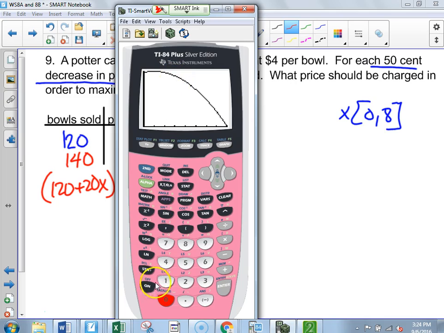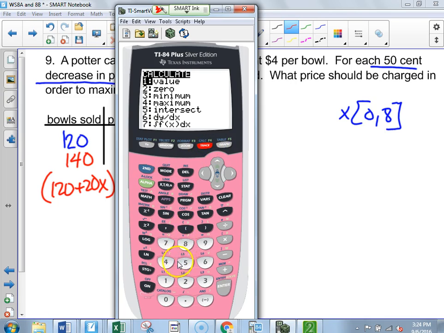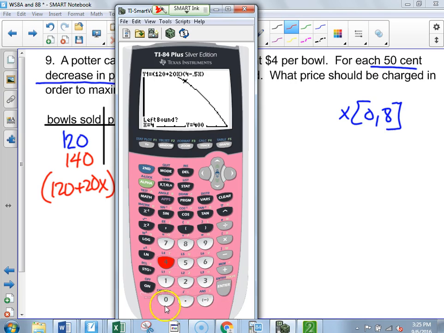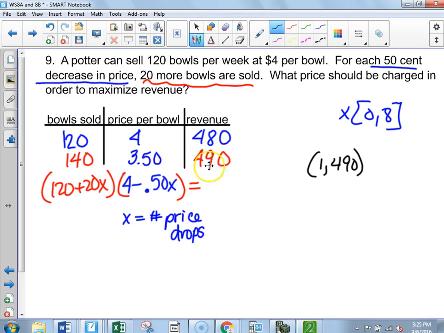I actually already found it. Okay, if we do second trace, to calculate, we choose maximum. It's somewhere between 0 and 8. I got 490. Why does that sound so familiar? Yeah, because this was kind of a gimme question, because this one right here was the actual max. So what's the answer to the question, though? What price should we charge in order to maximize revenue?